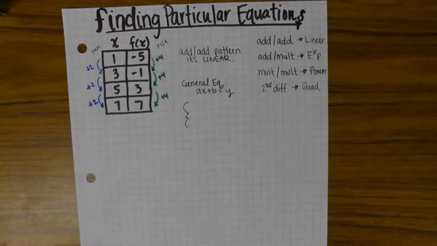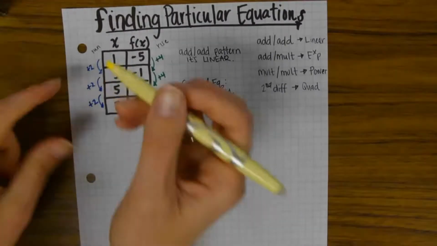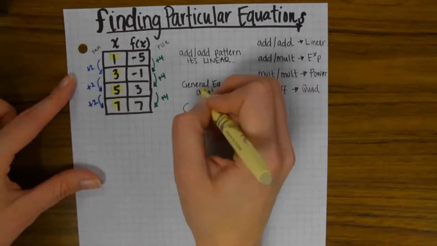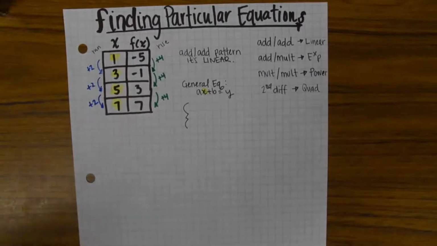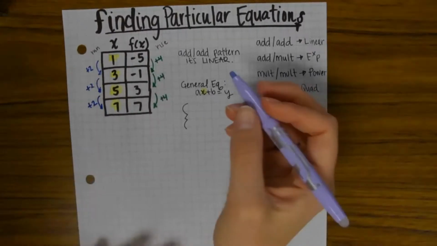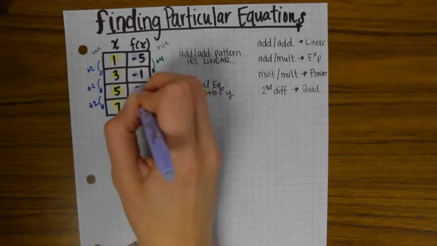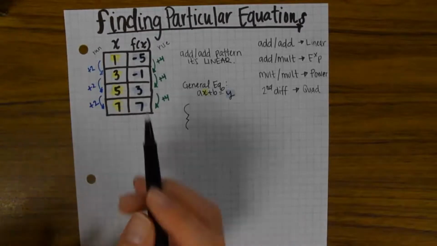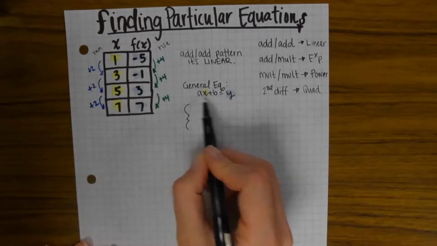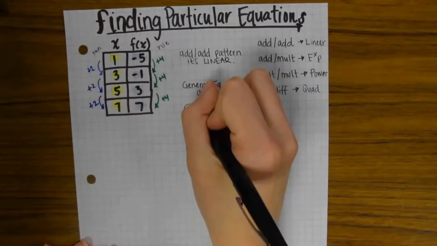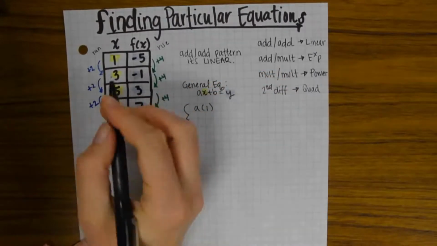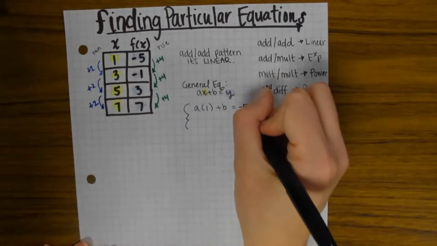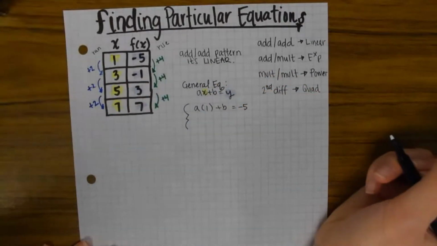As I set up my system, one thing we want to keep in mind is that all of these are our x values, which means I can plug them in here. All of these are our y values, which means I can plug them in here. So let's take our first ordered pair and write our general equation. A times x, which is 1, plus b equals -5, because that's y. There's one equation.